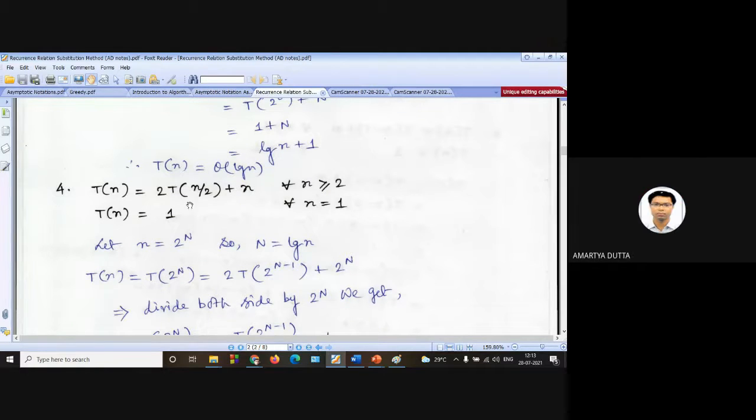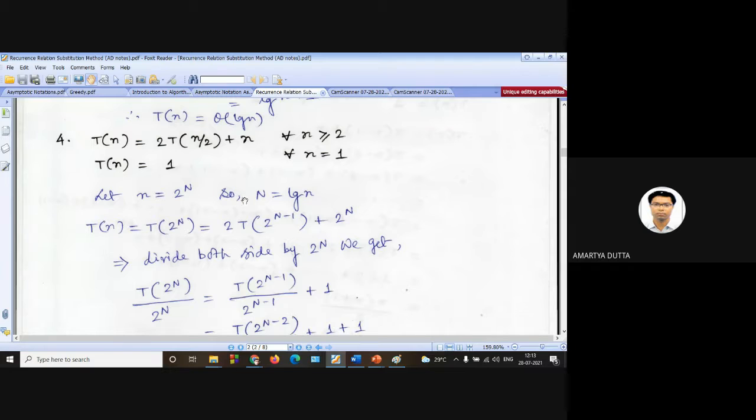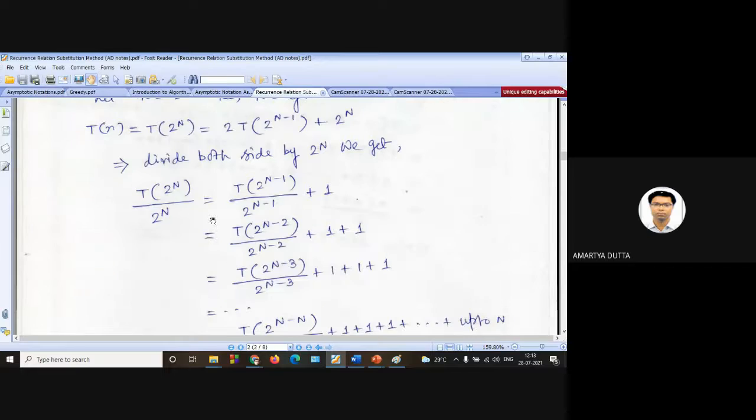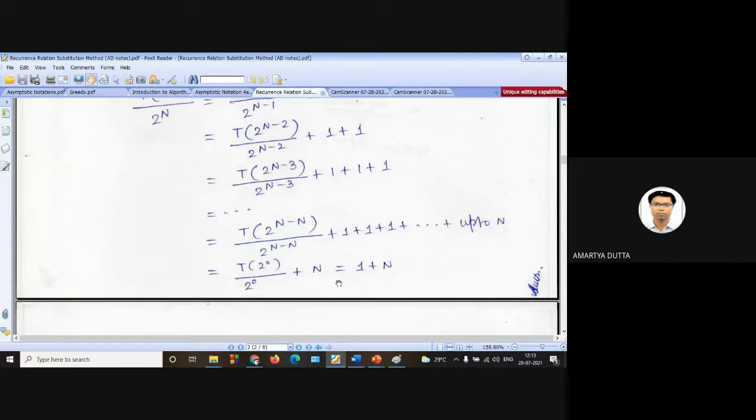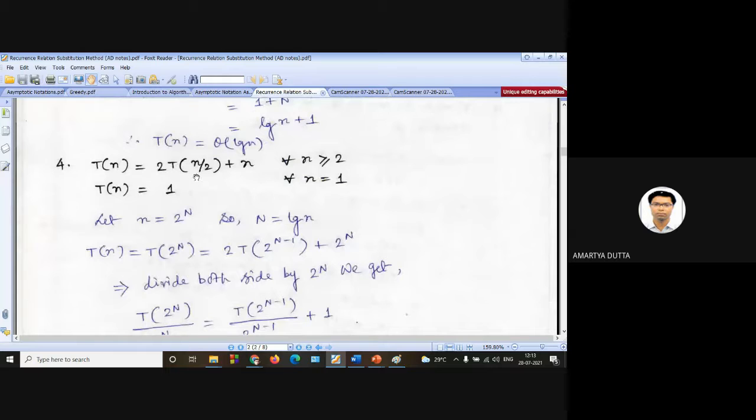Next, this is the recurrence relation for quick sort and merge sort: T(n) = 2T(n/2) + n. So using the substitution method, n is equal to 2 to the power k, and we get 1 plus n, that is order of n log n. So quick sort and merge sort have the complexity order of n log n. And for binary search, this is order of log n.